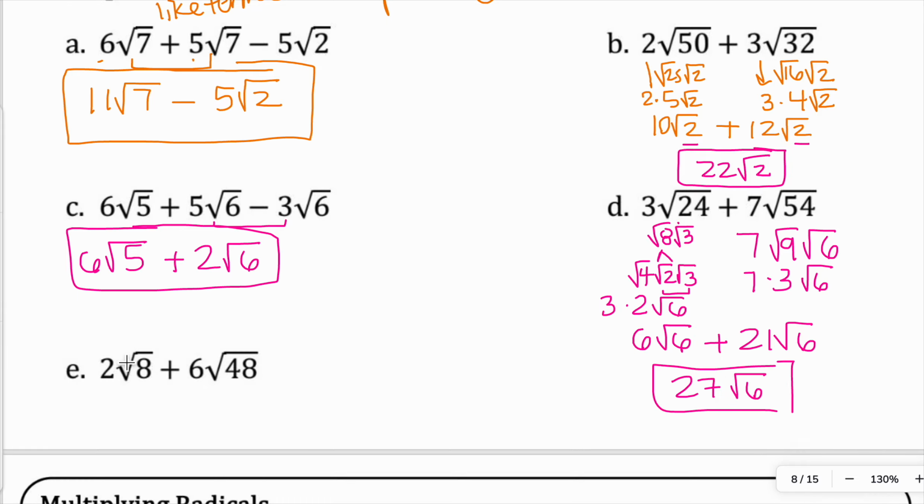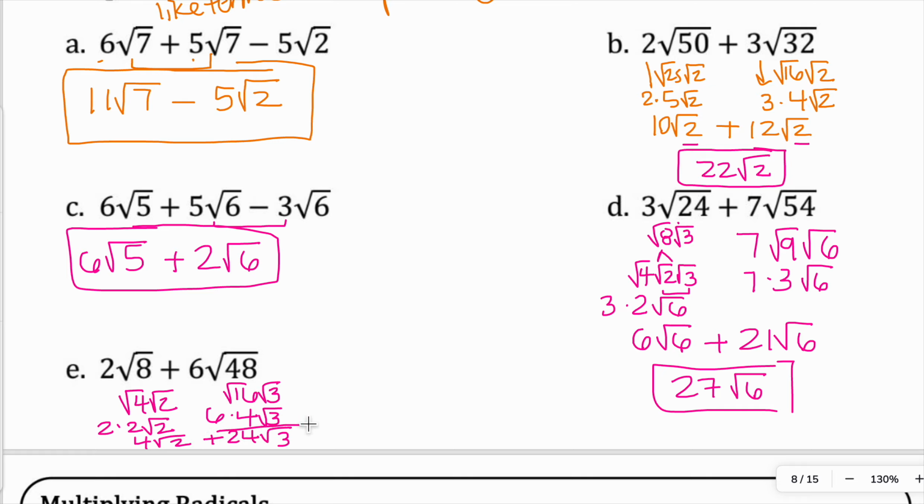And then our last one, again, thinking about a wise way to do this, I did 8 taking the square root of 4 and the square root of 2. So that would be 2 square root 2, but still multiplying it by 2 in the front, so that's 4 square root 2. And then the square root of 48 I got was 16 times 3. The square root of 16 is 4, so 4 square root 3, but then multiplying by that 6 in the front, I'm going to get 24 square root 3.